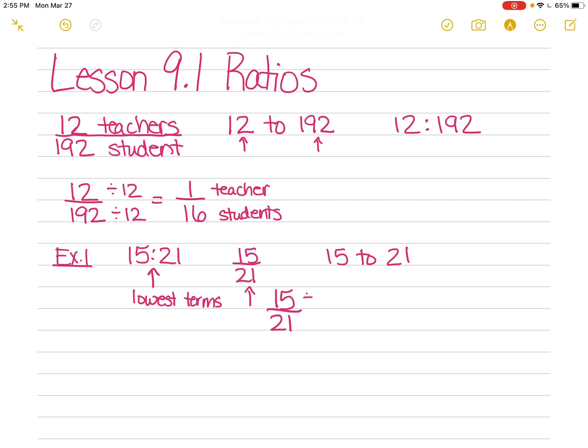So 15 and 21 can both be divided by 3. So when I divide by 3, I get 5/7. So this part should not be new to y'all. This is just putting it into lowest terms, which we have done before.